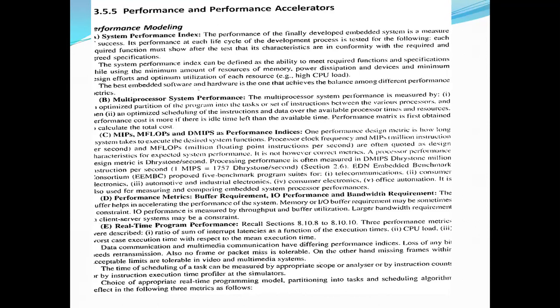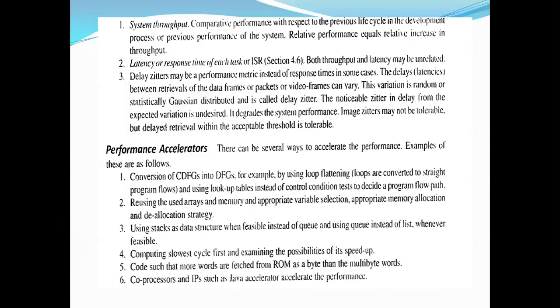The performance metrics are buffer requirements, IO performance, and bandwidth requirements. The real-time performance metrics are the ratio of interrupt latencies, the CPU load, and worst case time analysis for communications. Then we have to analyze the system throughput and latency for the system response, and delay jitters. Jitter means a component is not working at the proper time, and that is called jitter.